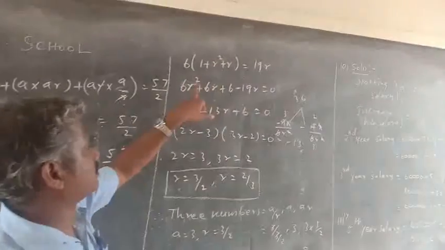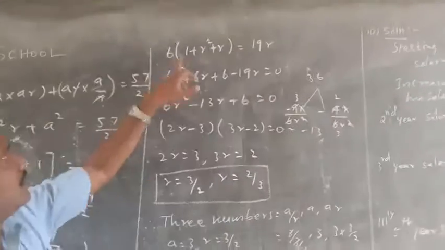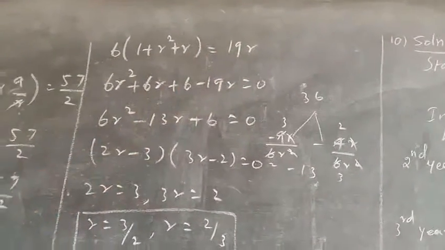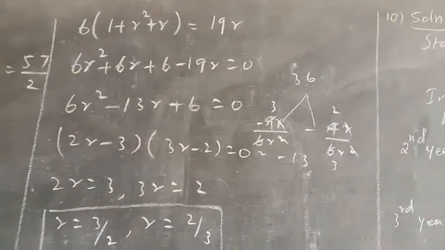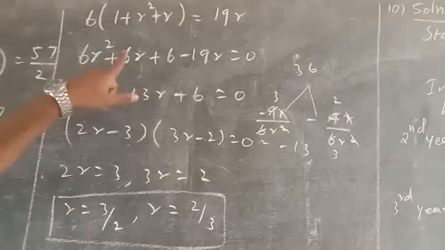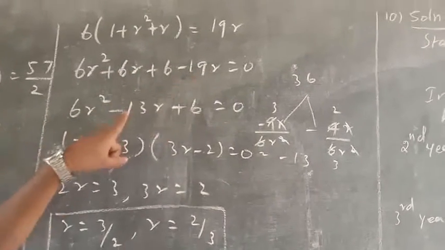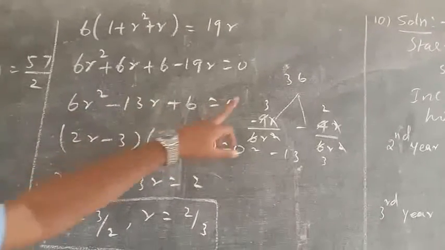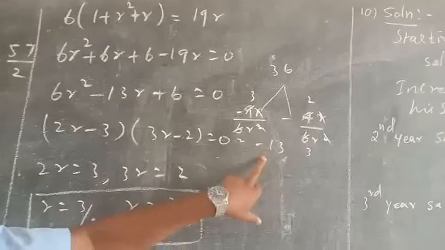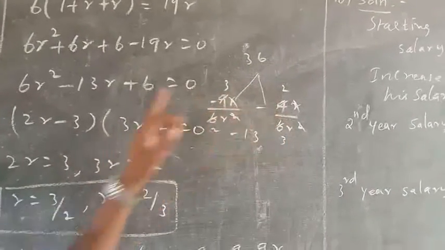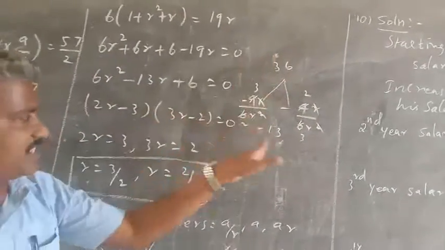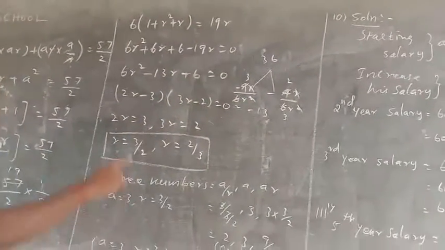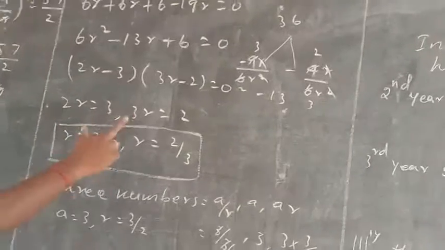So 6 into 1, 6 into R square, 6R square, 6 into R, 6R, 6 into 1 is 6. This term positive convert to that side, negative, minus 19R equal to 0. 6R square plus 6R minus 19R, so minus 13R plus 6 equal to 0. Multiply 6 and 6, 36, add minus 13. So minus 9, minus 4. First term 6R square. This is factorization method. So 2R minus 3, 3R minus 2 is equal to 0. So 2R equal to 3 and 3R equal to 2.